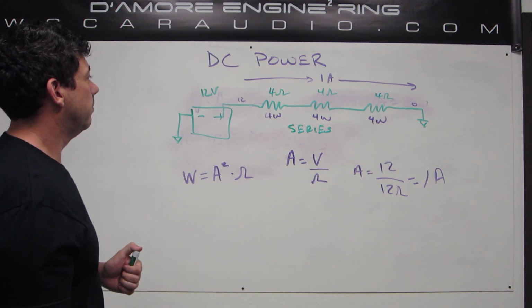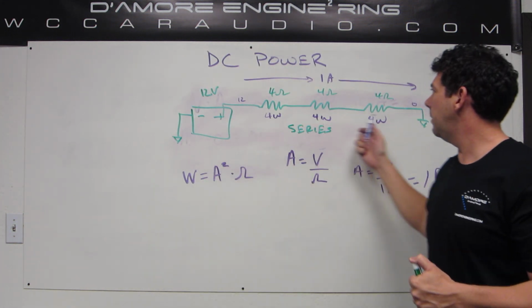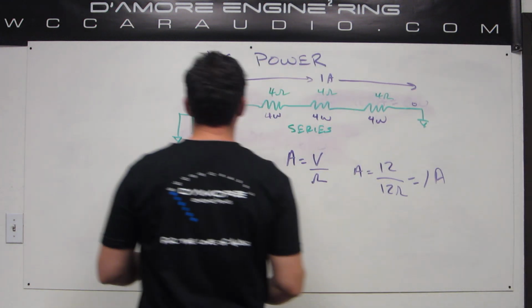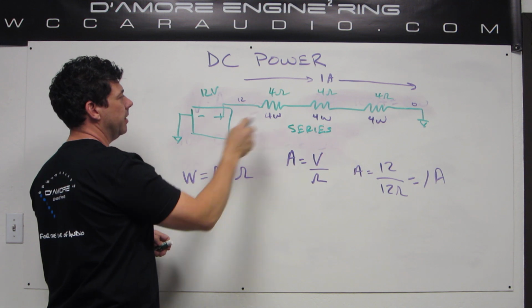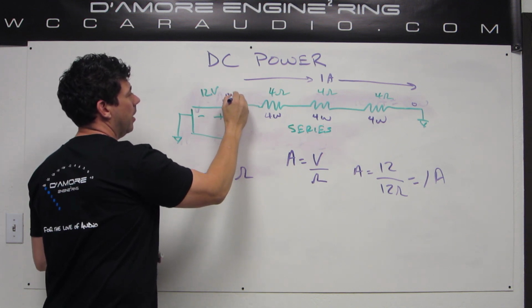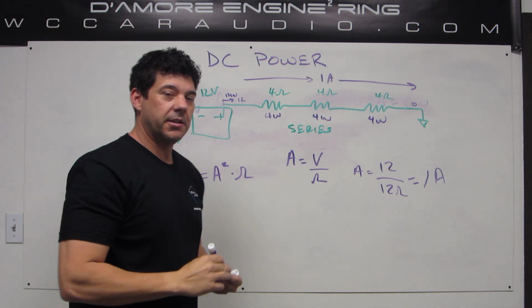So that means that you add all these up and it's dissipating a total of 12 watts, which makes sense because the whole circuit has 12 volts with 1 amp going through it, so the battery is putting out 12 watts of power. And they're split up like that. That's a DC series power circuit.